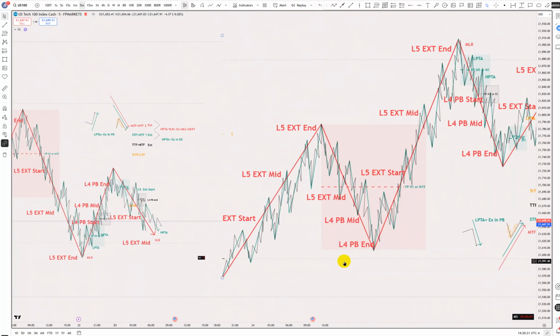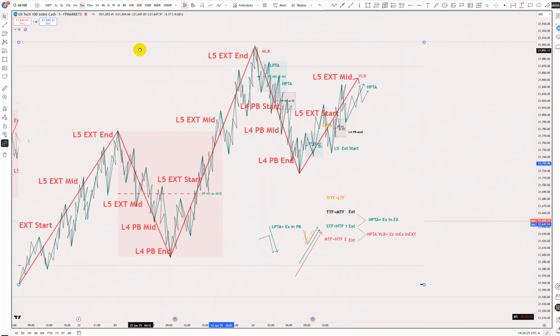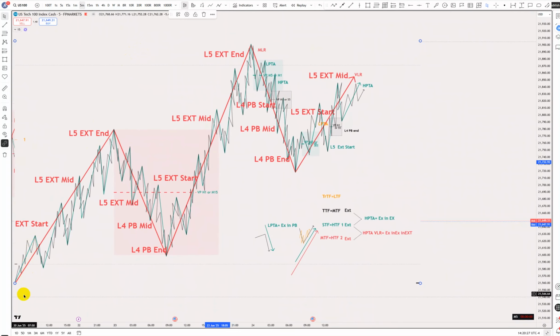Let's go with the bullish scenario first. Okay, here we are. Here we have a very high time frame. This red one is higher than our structured time frame. Let's dive into the green one. This green one is our structured time frame, and this black one is our trading time frame.